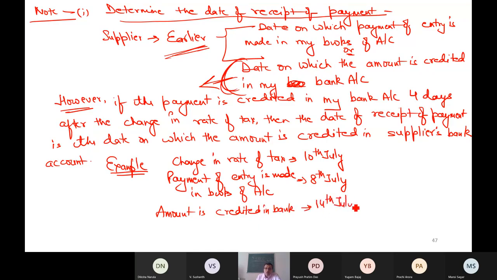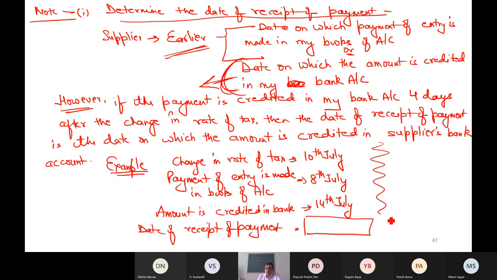I am asking you the question, can you tell me the date of receipt of payment? Kindly tell me the date of receipt of payment in this example. Concept is also written above. So I am asking for the answer which is to be written in this box. Rate change happens on 10 July. Payment entry is made in the books of account on 8 July. Amount is credited in bank on 14 July. What should be the date of receipt of payment? What is the answer? Harib, what is the answer?